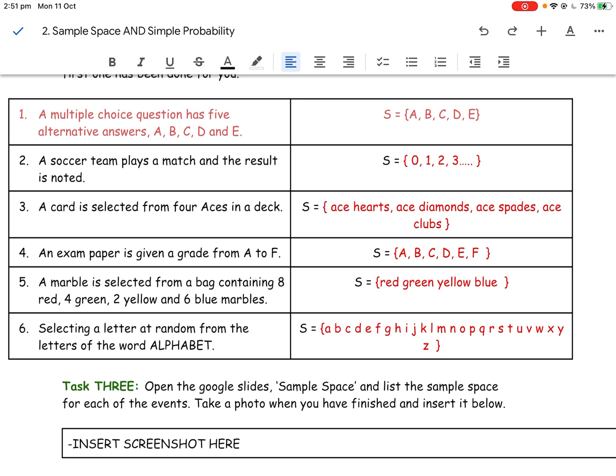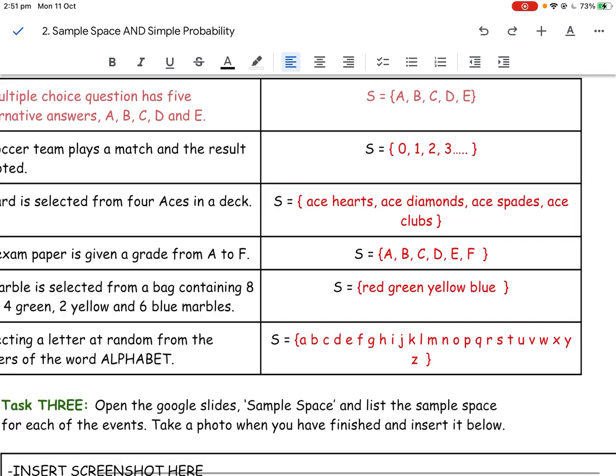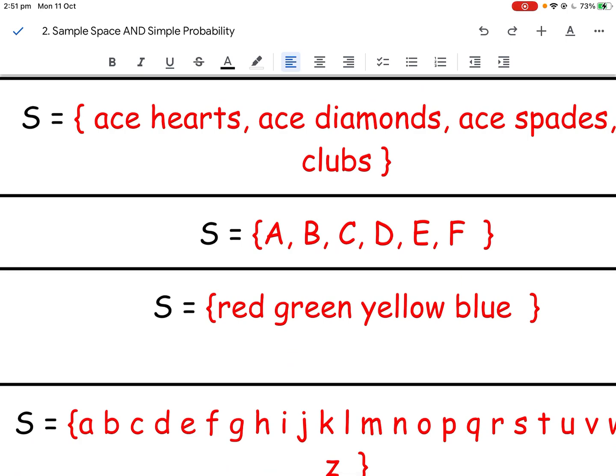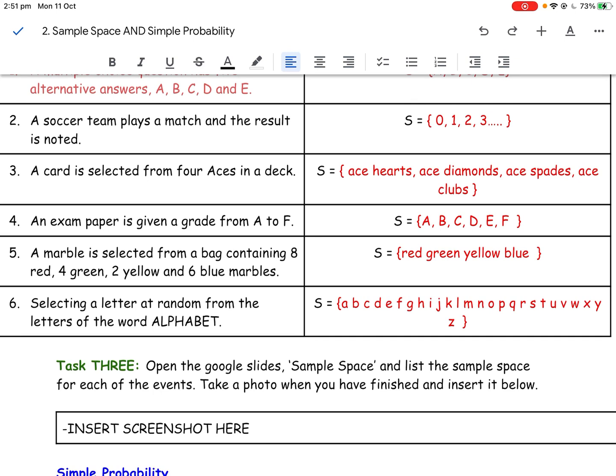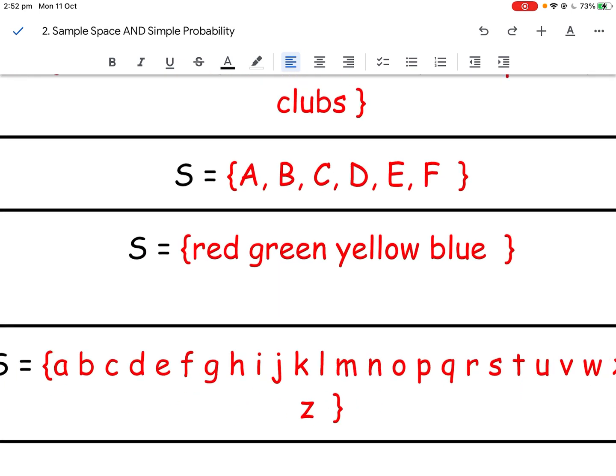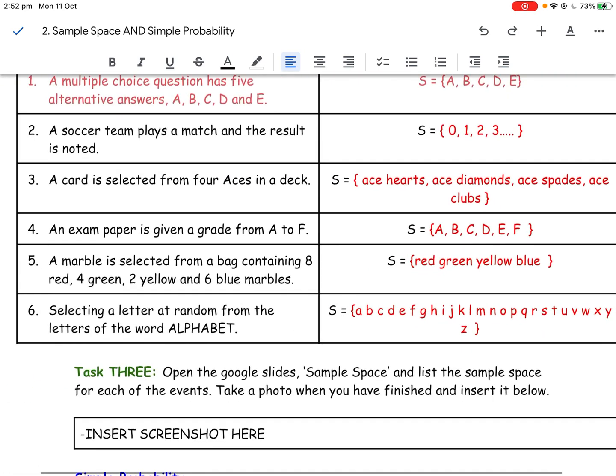An exam paper is given a grade from A to F. So all the answers are all of those letters, A, B, C, D, E, F. You could get any one of those grades. Question number 5 says a marble is selected from a bag containing 8 red, 4 green, 2 yellow and 6 blue. Now, you might have to write red, green, yellow and blue out depending on how many there are, but I kind of cheated. No, see how it says 8 red? You might have to write red out 8 times, green out 4 times, yellow out twice and blue out 6 times, because that's how many marbles there are. So I'll just double check that one in a moment.